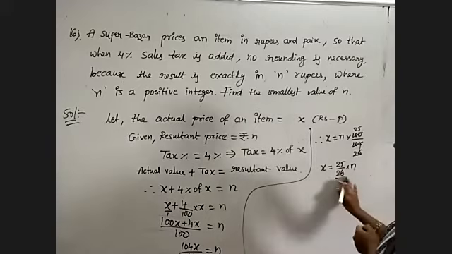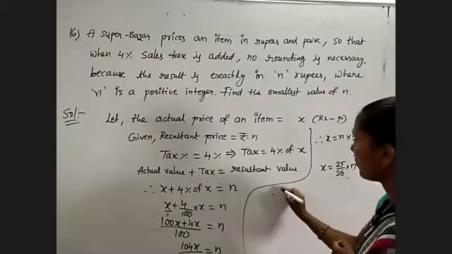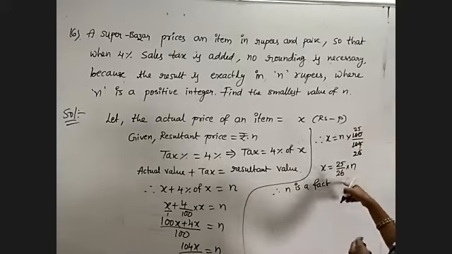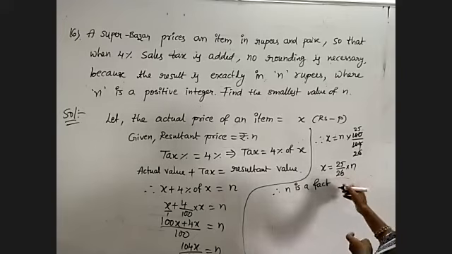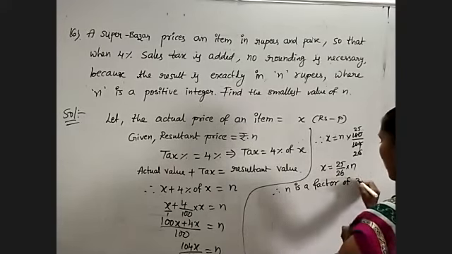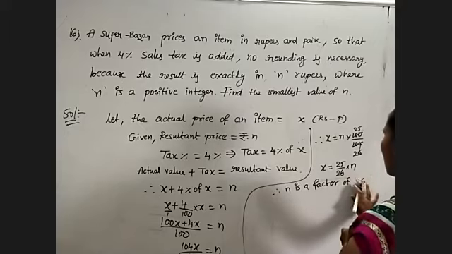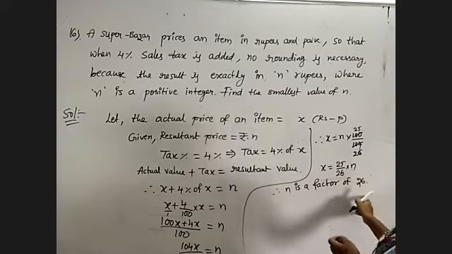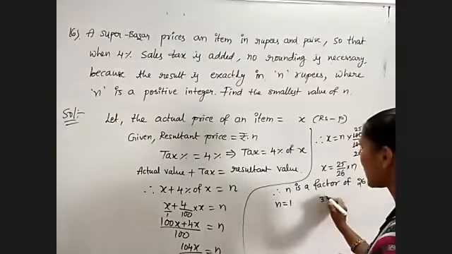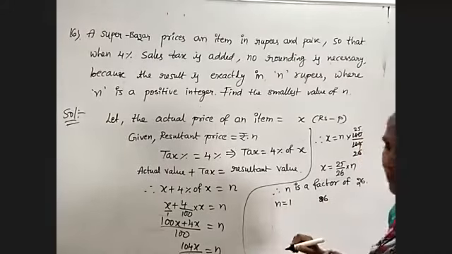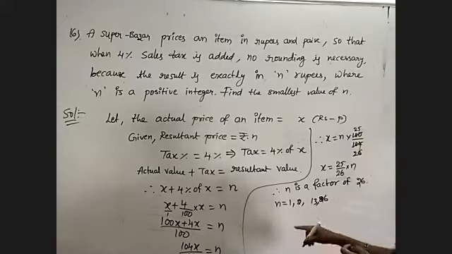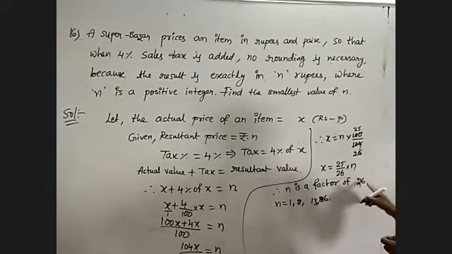Therefore n must be a factor of 26, then only we will get it as a terminating decimal. So what are the factors of 26? Write down. That means n may be 1 into 26 is 26, and 13 2s are 26. That's all. So these are the 4 factors of 26.